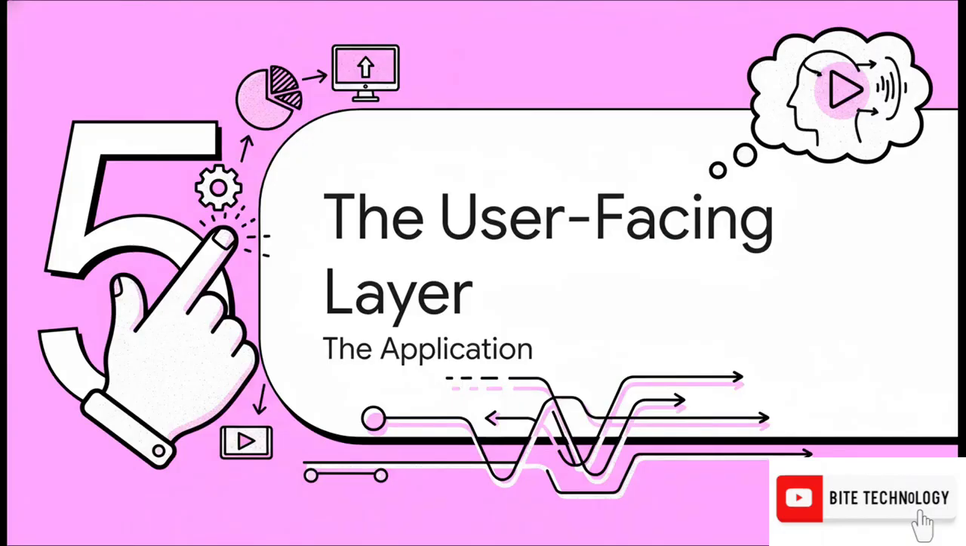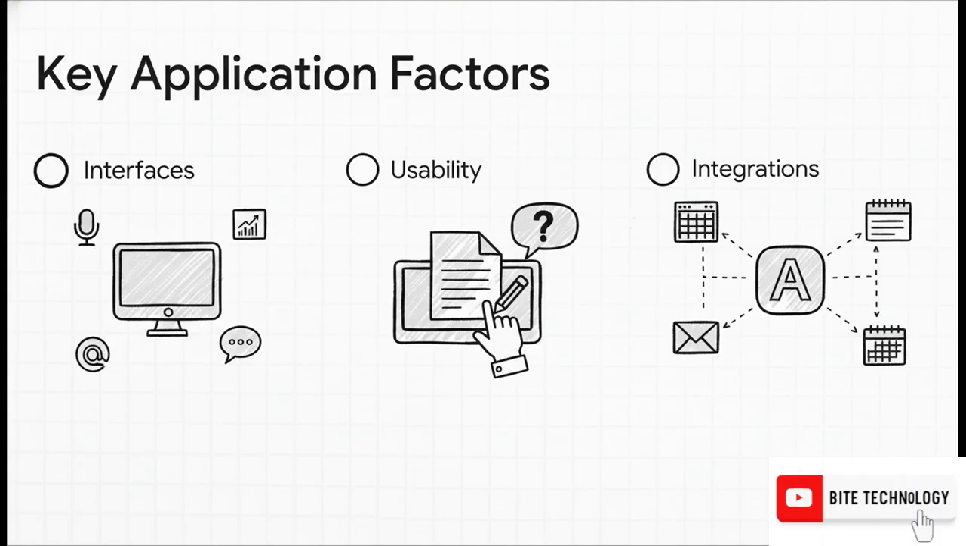Okay, we've got all the internal machinery humming along. Now for the final, and maybe most important piece, the user-facing layer. This is all about how our scientist actually interacts with the amazing tool we've just built. Because at the end of the day, a real person has to use this thing. So what makes a great AI application? Well, first, the interfaces. It's probably more than just typing text in and getting text out.